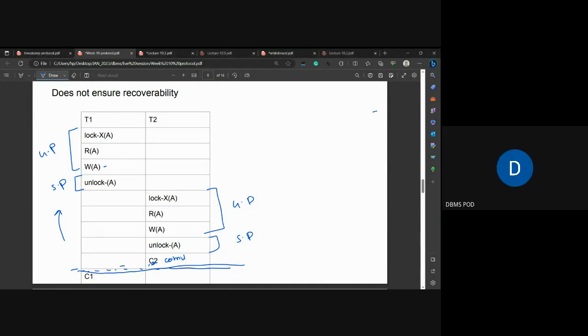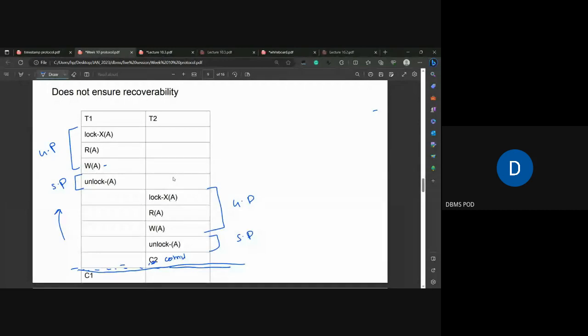It does not ensure recoverability. So does it follow the locking protocol or not? The two-phase locking protocol is followed, because this is called the growing phase and this is called the shrinking phase for transaction T1. For transaction T2, this is the growing phase and this is the shrinking phase.